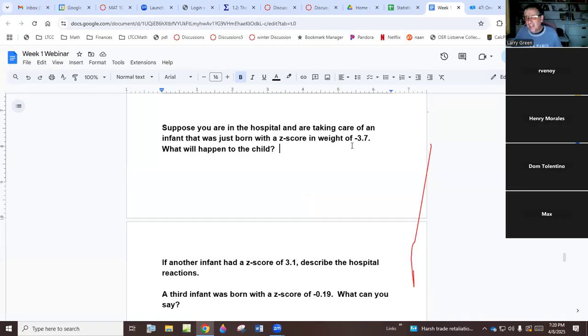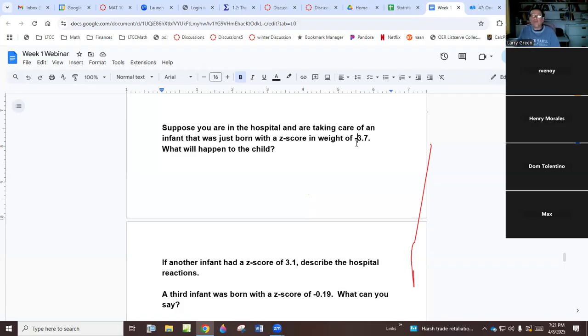Okay, not just under the average size, but an extreme outlier. Because remember, more than 3 standard deviations away from the mean is an extreme outlier. If it's a negative z-score, that means you're on the low side, so under the average side, but not just under, extremely below. So if you're the doctor, what's going to happen? Any thoughts?